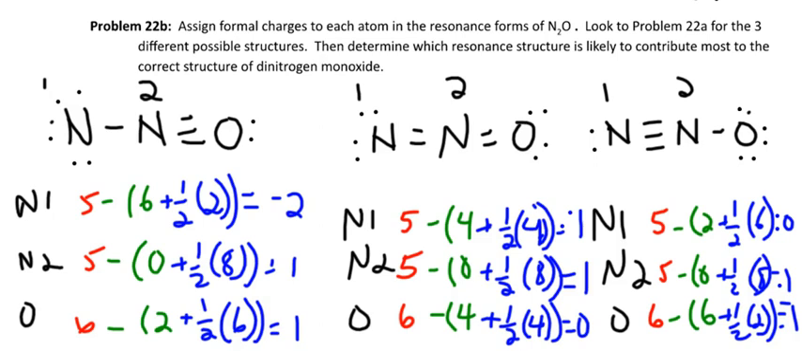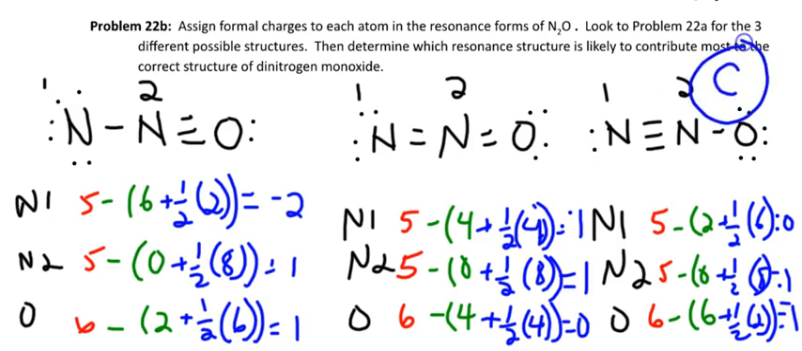The second structure has -1, 1, 0. They're a lower set of numbers, which is good, but nitrogen has a -1 and a +1. On the other one, we have nitrogen 1 at 0, nitrogen 2 is 1. Ooh, and oxygen has -1. So which one of these structures is the best? What do you think? Well, I think it is structure C, if I call this letter C right here.